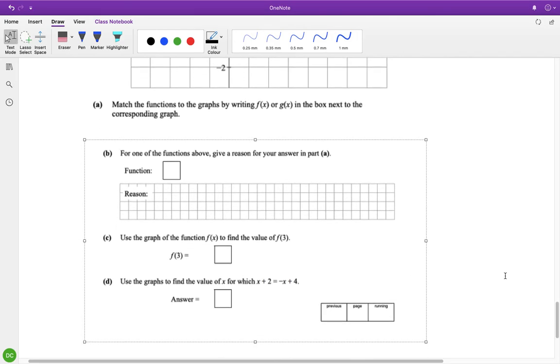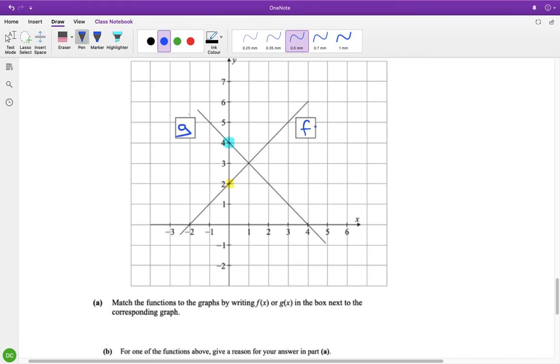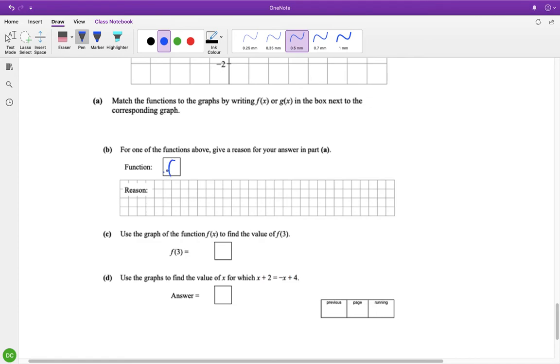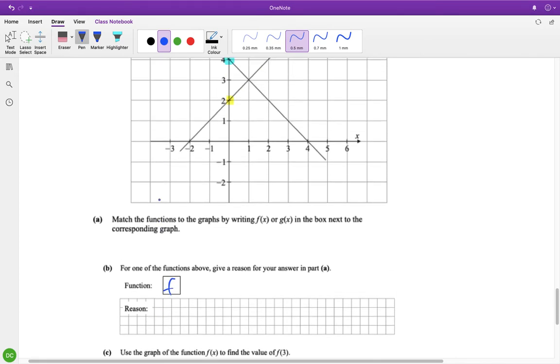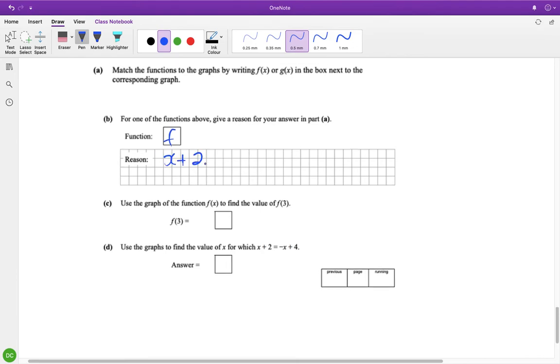For one of the functions above, give a reason for your answer. So I've literally given you the reason. If we say the f graph, the graph is x plus 2 and it goes through 2 on the graph. So basically the 2 matches the 2.